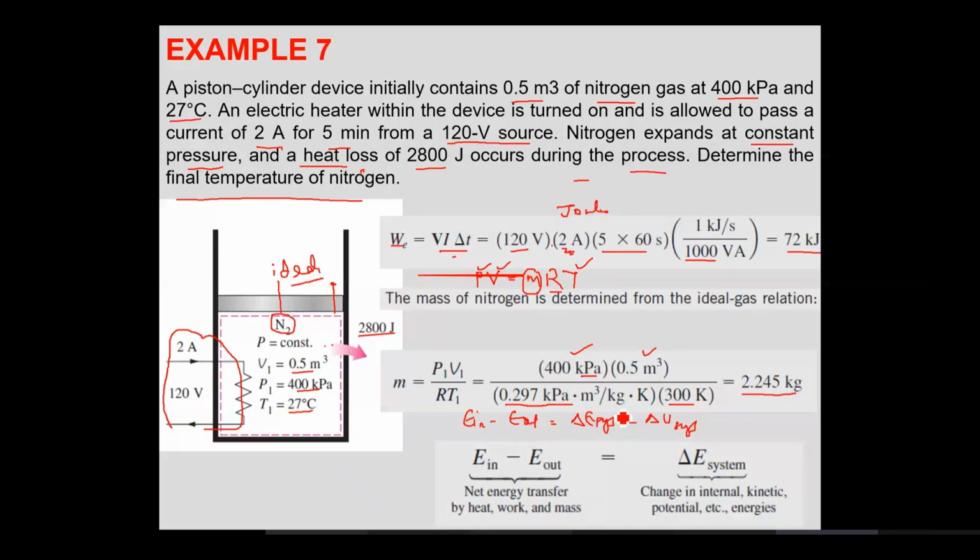Catering for the energy coming in and energy going out, the energy which is coming in is essentially the electrical energy. The energy which is going out is Q out, heat which is flowing out of the system, and the boundary work which is due to expansion of your piston. This is essentially equal to delta U of your system.